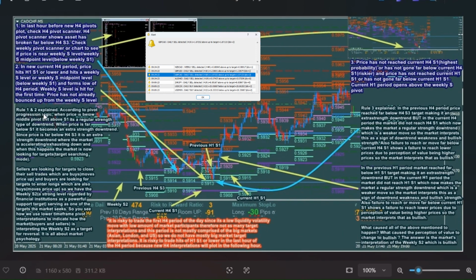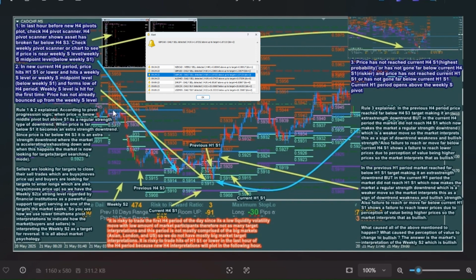Rule number 1 and 2 explained. According to pivot progression logic, when price is below the middle pivot but above S1, it's a regular strength type of downtrend. When price is far below S1, it becomes an extra strength downtrend. Since price is far below H4 S3, it is an extra strength downtrend where the market is accelerating or exhausting down. And when this happens, the market is now looking for targets, meaning the market is in target searching mode.